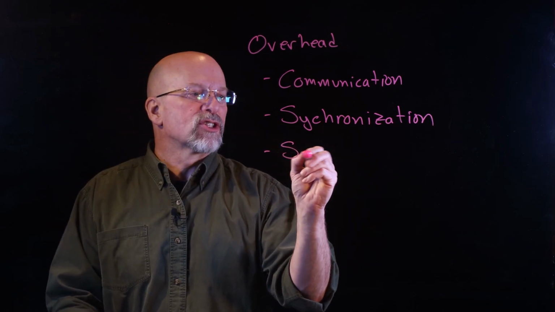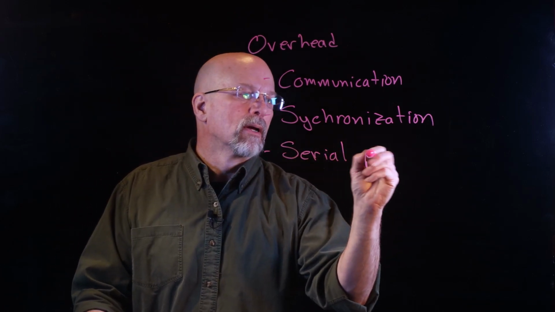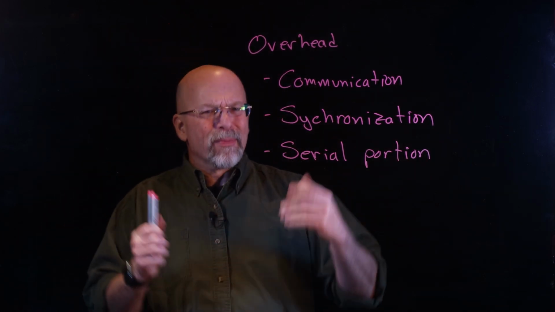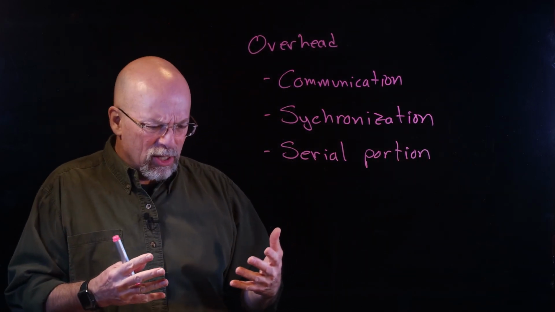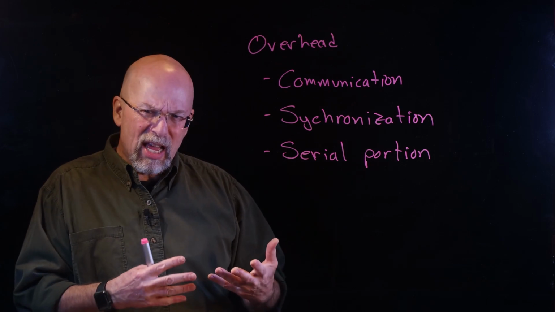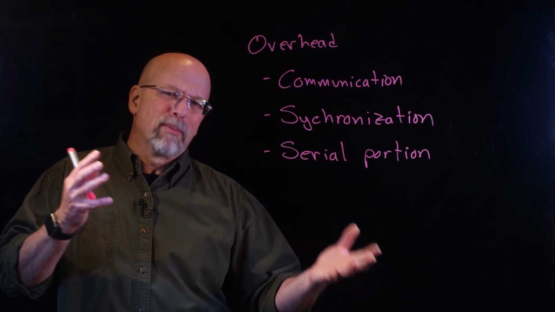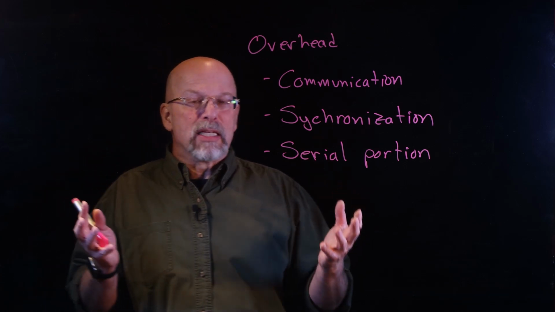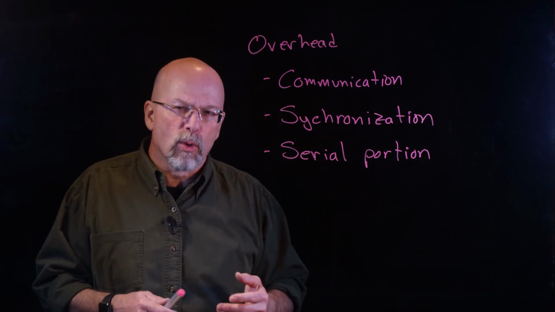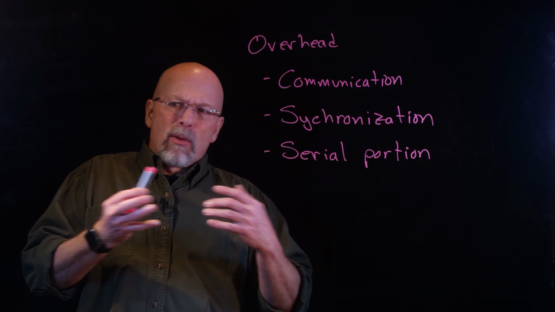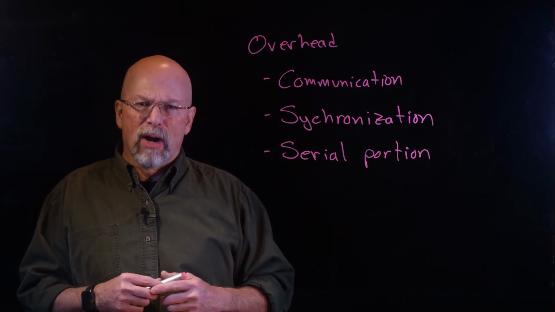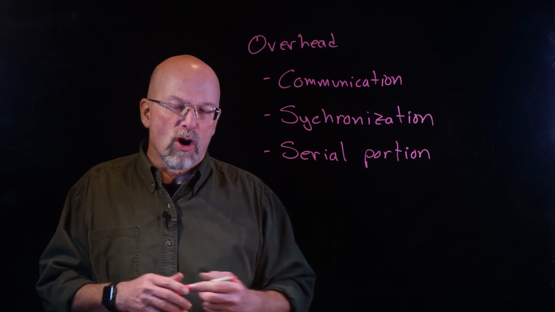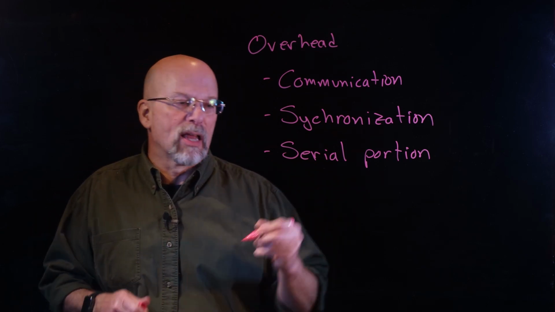Then we've got the serial portion of our code. The serial portion is really just the portion of the code initializing the problem, setting up the problem, reading the data, anything that would need to be done before we can start working on the program, regardless of how many nodes are out there. Things that are just involved in setting things up and getting things started, stuff that can't be parallelized.